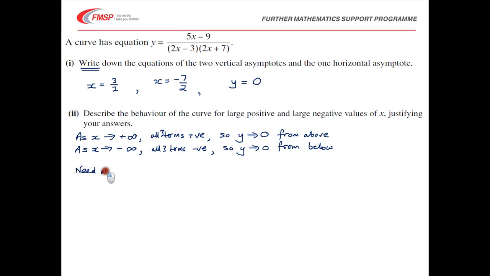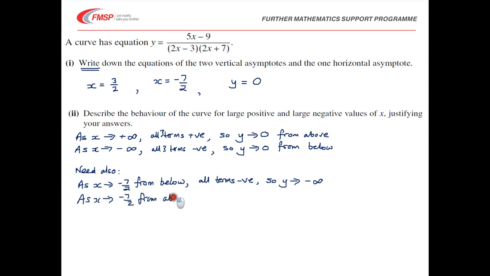We also need, in order to be able to sketch our graph, as x tends towards minus 7 over 2 from below, all terms are negative, so y tends towards minus infinity. As x tends towards minus 7 over 2 from above, the 2x plus 7 will have turned positive. So we've got 2 negative and 1 positive term, so y will tend to positive infinity.